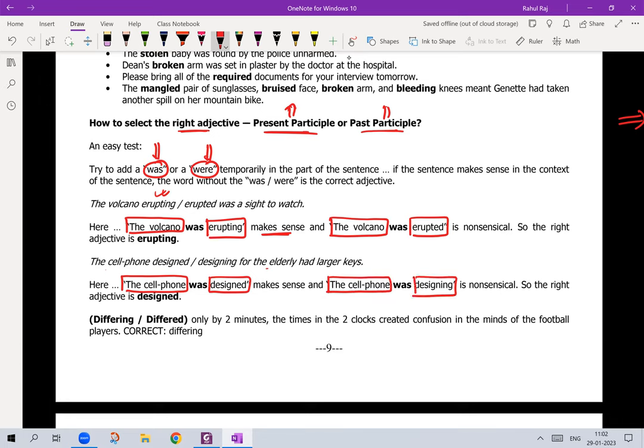What makes sense for you? Harin, is this clear? Yeah. "The cell phone was designed" makes 100% sense. "The cell phone was designing" is nonsensical for sure. So designed is the right thing.